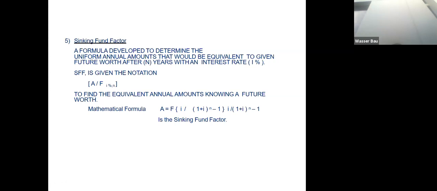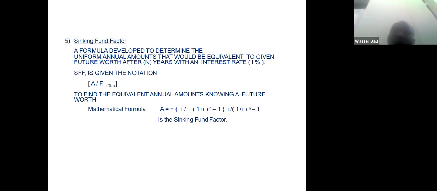The next one is called the sinking fund. In the case of the sinking fund, we have the A and we are looking for the F. In other words, we know the future amount. Okay, let me demonstrate this now.